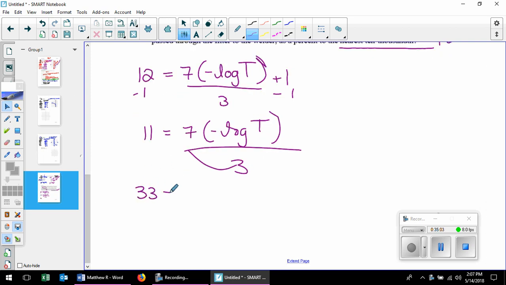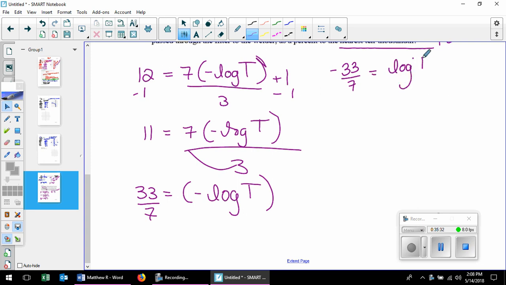Once I did this, was everybody okay with that? So what are we going to do with that negative in front there? Divide it away. So I'm going to have negative 33 over 7 equals log t.